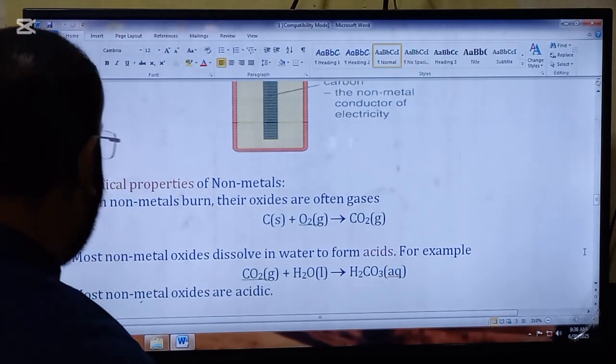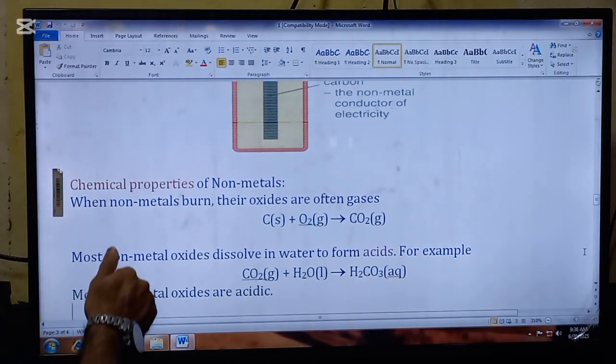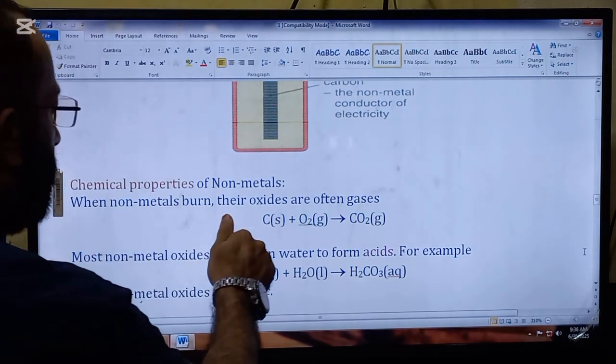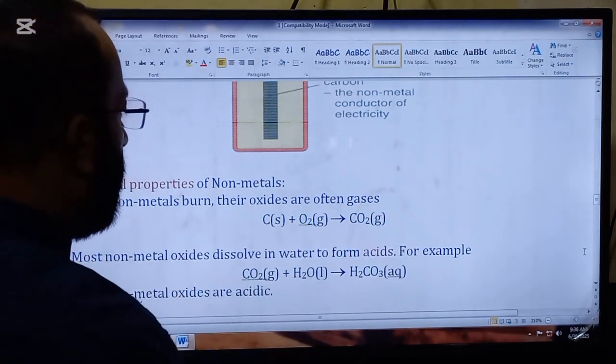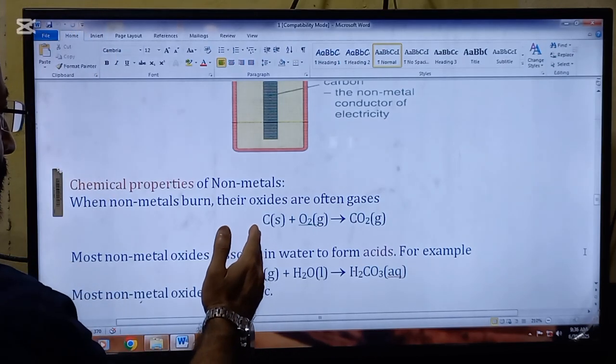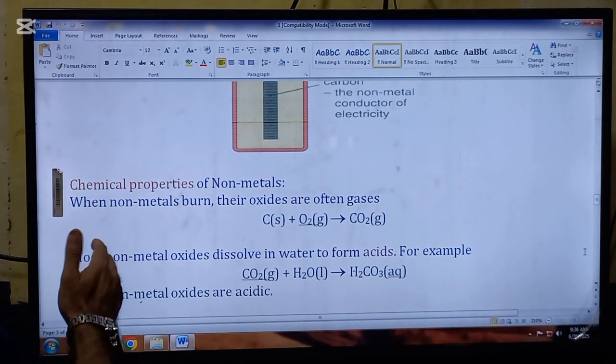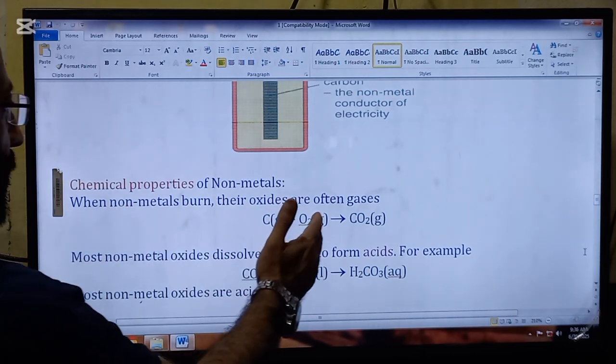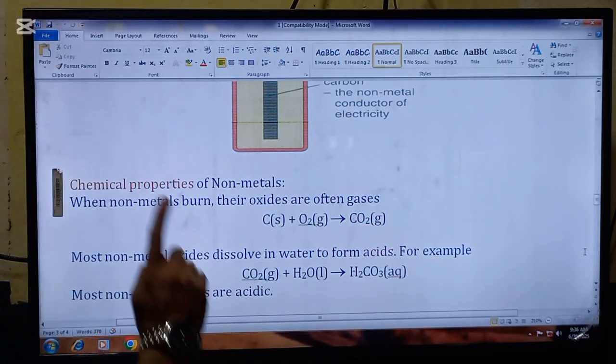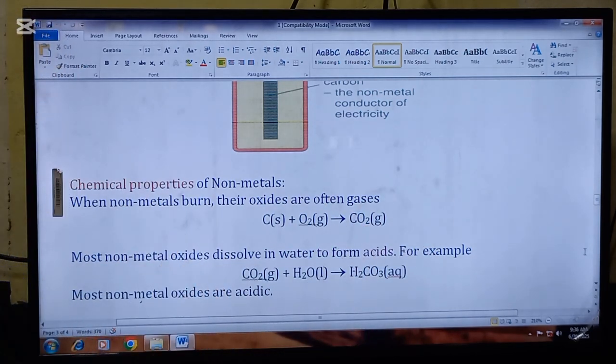Chemical properties of non-metals. When a non-metal burns, their oxides are often gases. So the example is here: carbon plus O2 forms carbon dioxide. So when non-metals burn, their oxides are often gases. So this is the first chemical property.